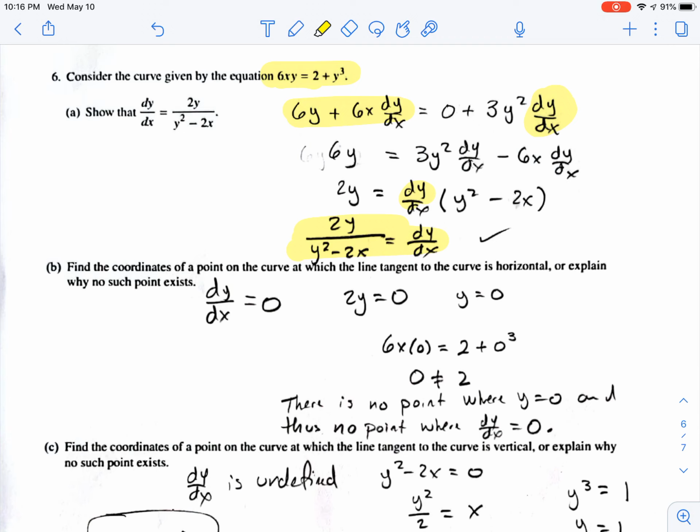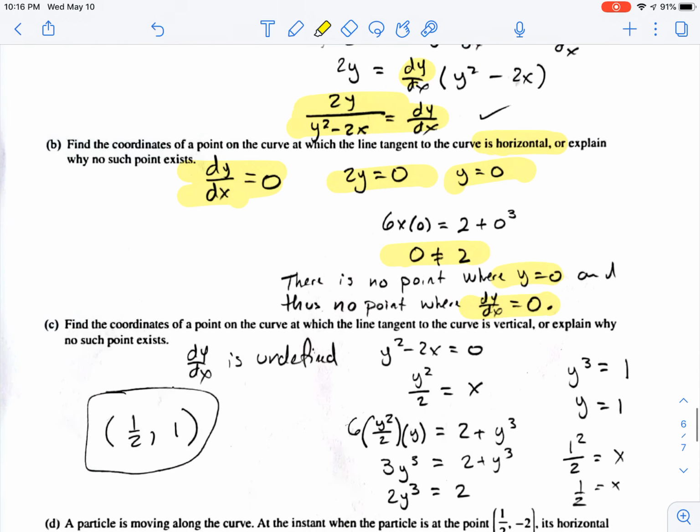The next question it shows us, find the coordinate on the curve for which the coordinate has a horizontal tangent line, or explain why it doesn't exist. Well, if you have a horizontal tangent line, you have a slope of 0, so your dy dx needs to equal 0. And the only way for this fraction up here to equal 0 is if the numerator equals 0. So you need to have 2y equals 0, which means y equals 0. Well, when you plug y equals 0 back into the original equation, you get 0 equals 2, which tells us there is no point where y equals 0, and therefore no point where the slope would equal 0. So there is no point where there is a horizontal tangent line on this curve.